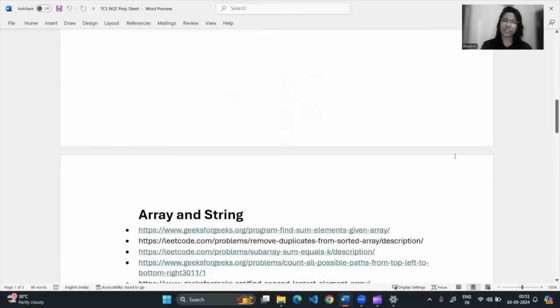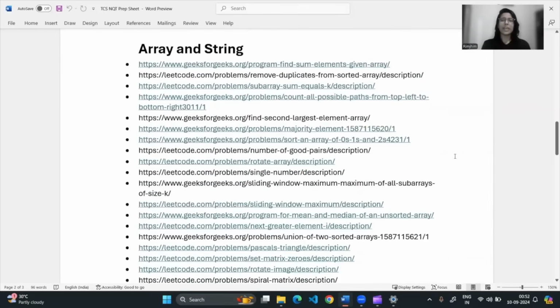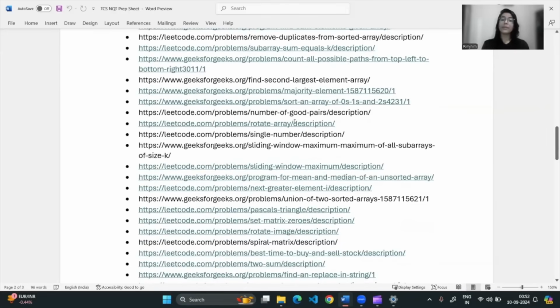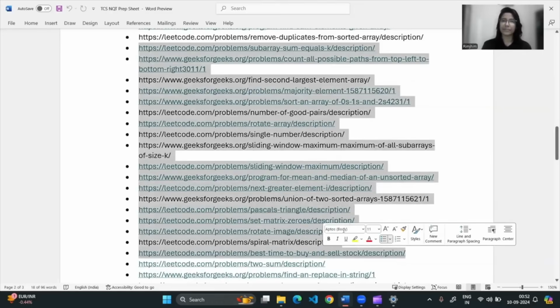Moving on to the next section, that is arrays and strings. The array section includes questions like Kadane's algorithm, which was asked in 2024, finding the second largest element, and other array-related problems like finding majority elements that appear more than n by 3 times or n by 2 times. This was also asked in the 2024 shifts. There are also questions like finding the number of good pairs and the maximum subarray problem. So here are the questions based on arrays.